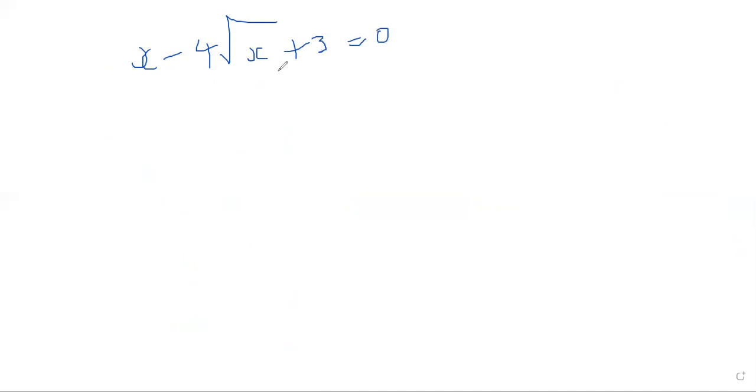So the first thing to do is to ensure that the variables are on the left hand side, right? So we have that already. And then the next thing to do would be to write it in exponential form. So simply, x minus 4x, and root x is the same as x to the power of 1 over 2, plus 3.